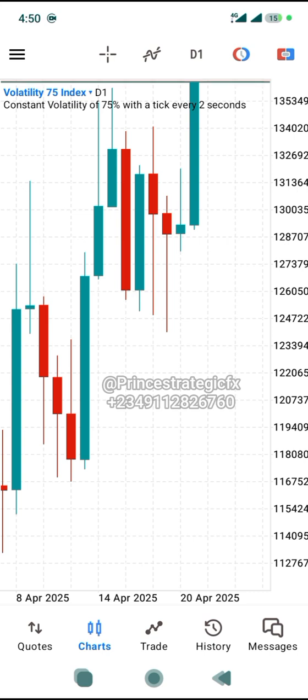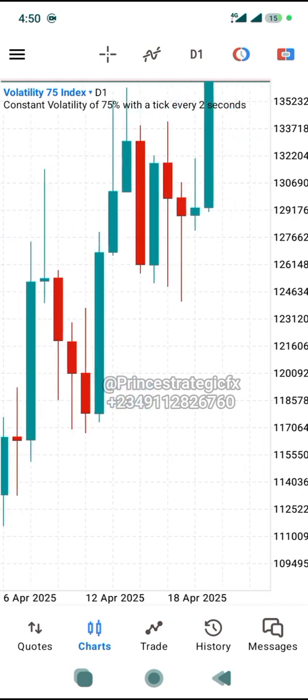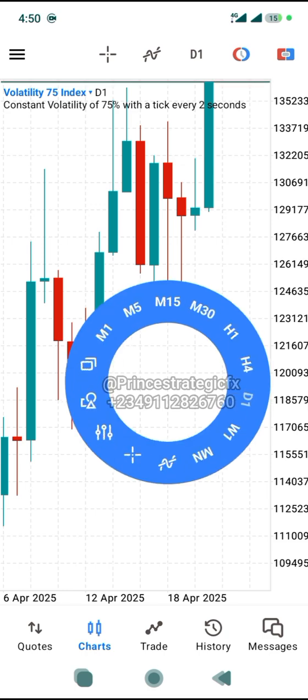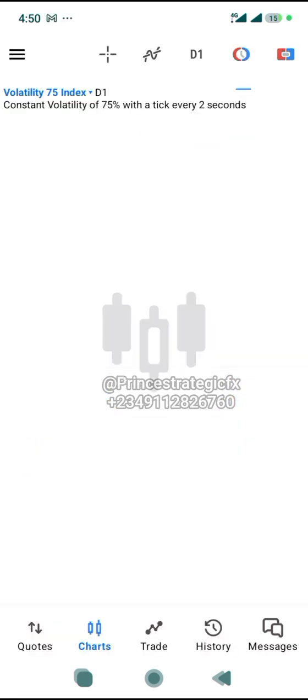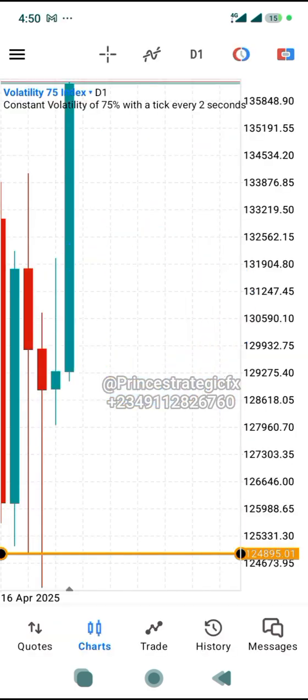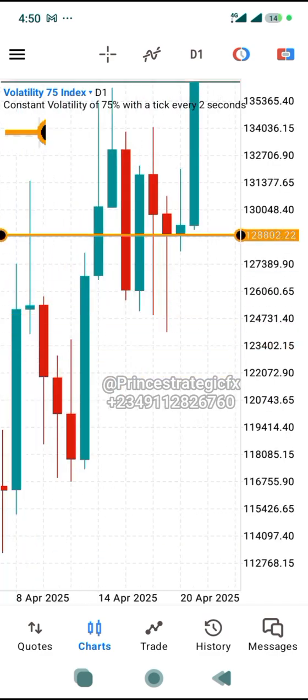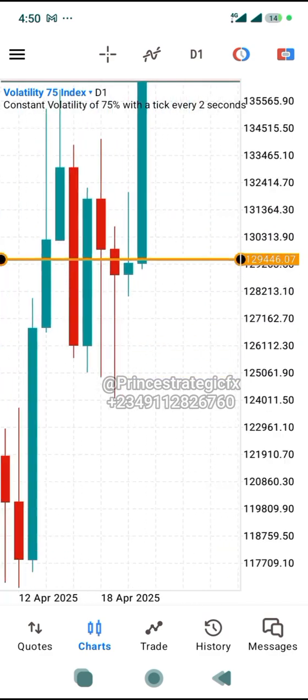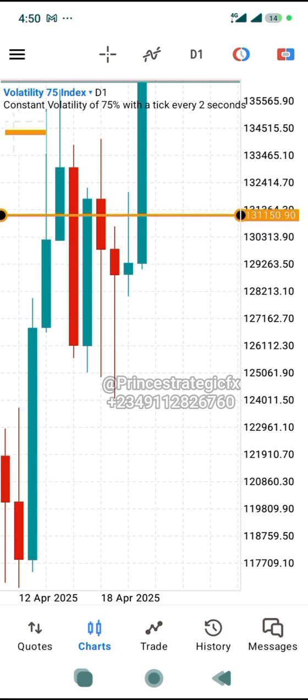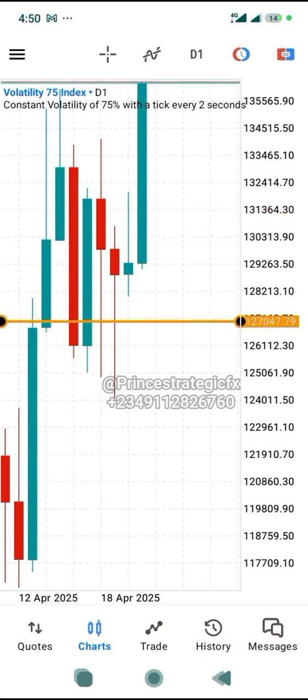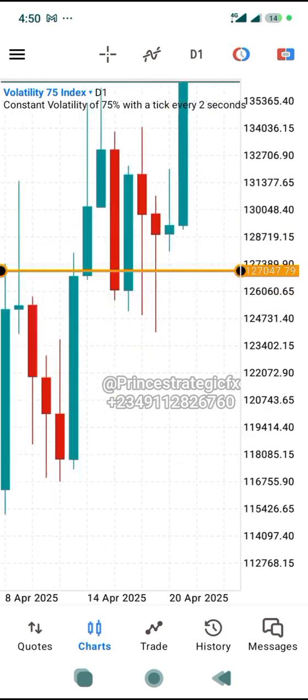The first thing you need to do is head over to your Volatility 75 or any other volatility pairs. This works perfectly. Just head over there, tap on your horizontal line, which is this one. Bring in just one horizontal line. Make sure you're on your daily time frame, right?